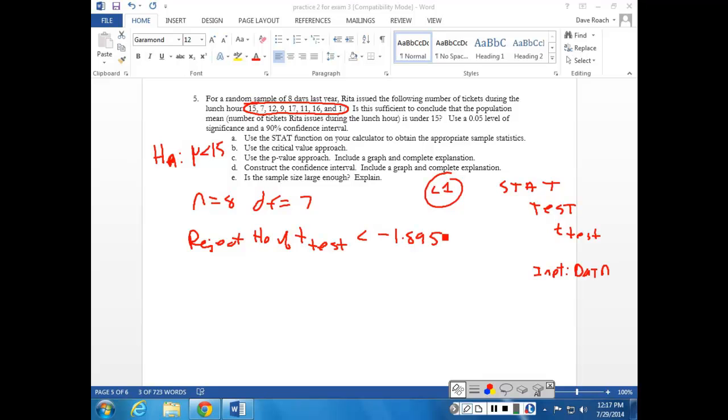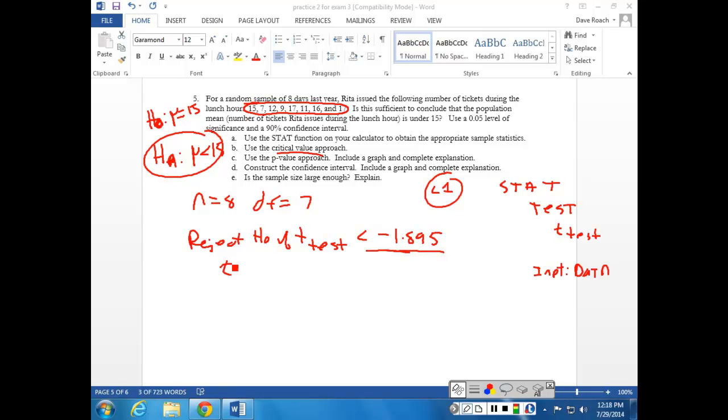So now, I have stat, test, t-test. I still had to get my hypotheses. And if I'm going to do the critical value, I still have to look this up in the table, when to reject. Stat, test, t-test, input the data. My mu 0 is the 15. HO is mu equal to 15. So that mu 0 is the null, 15 there. I have my data in list 1. Don't change the frequency thing. Make sure you have less than there and hit calculate.